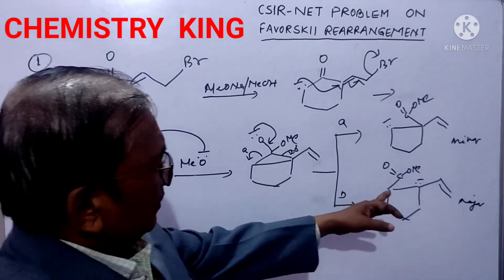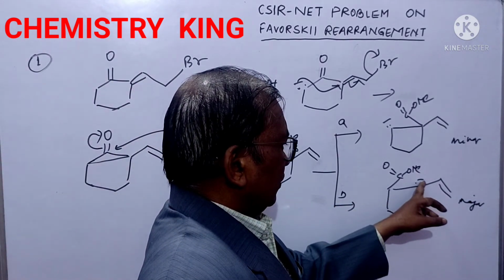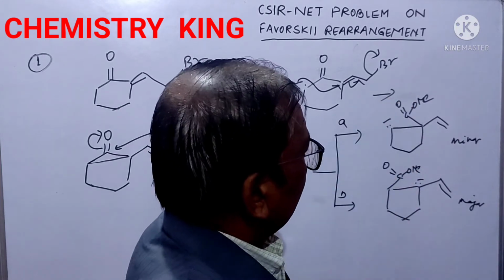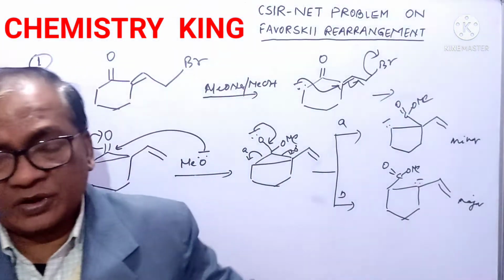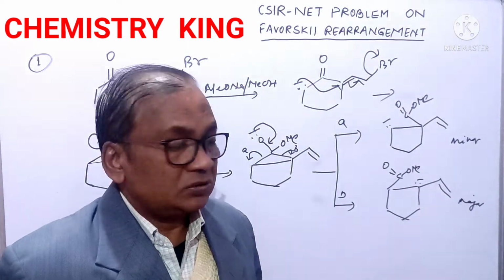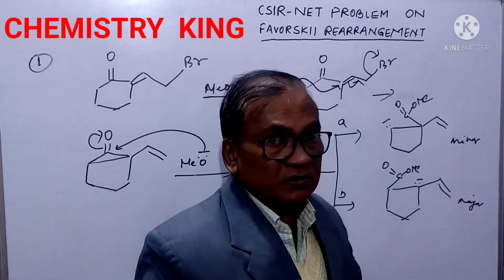So from methanol, H plus will come here and H plus will come here, and both of these are produced. But one is the major and the other is minor.